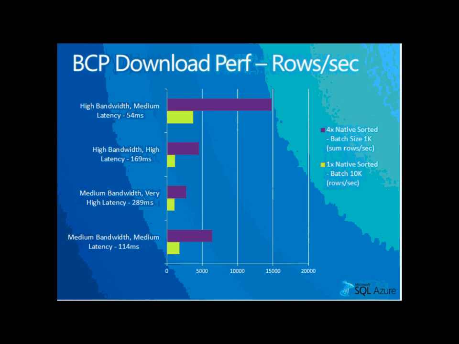And here's download. So you can see that our factors are the same in terms of bandwidth and latency: high, medium, high, high, medium, very high, medium, medium. And then we have a 4x native sort, batch size 1K, a 1x native sort, batch size 10K. You see the difference there in performance.